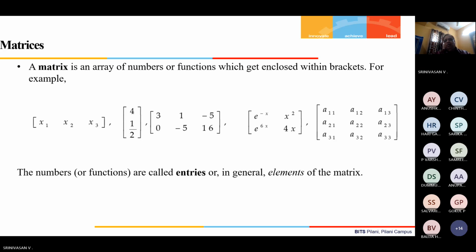Matrices. You all might have seen them many a time, you might have undergone the easiest topic of linear algebra. It is an array of numbers.